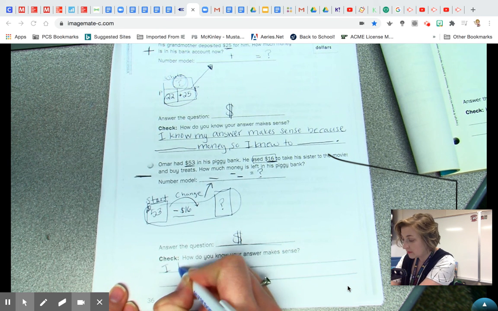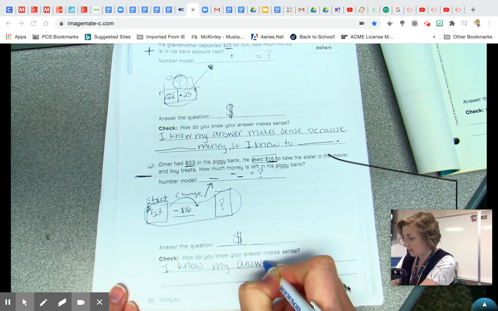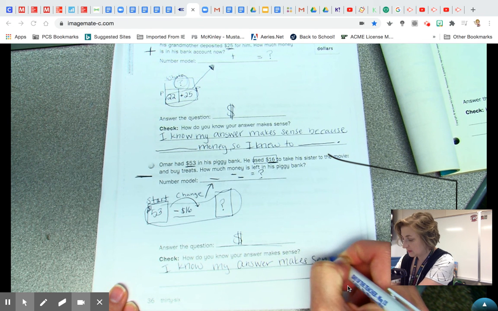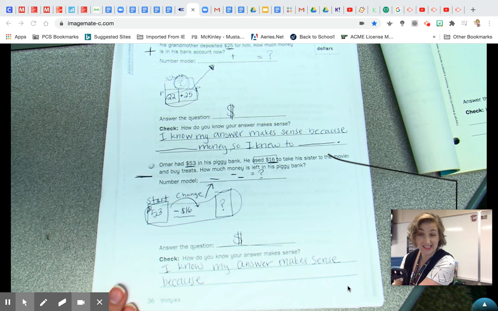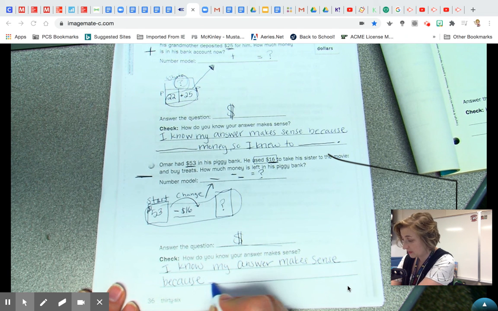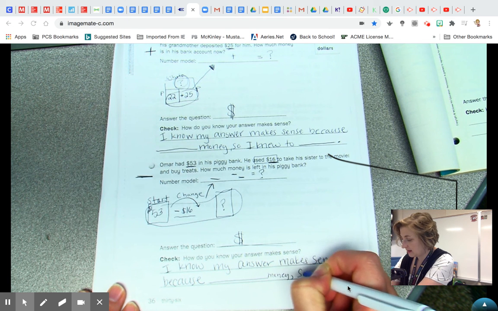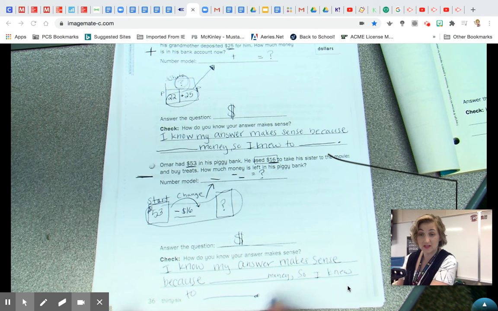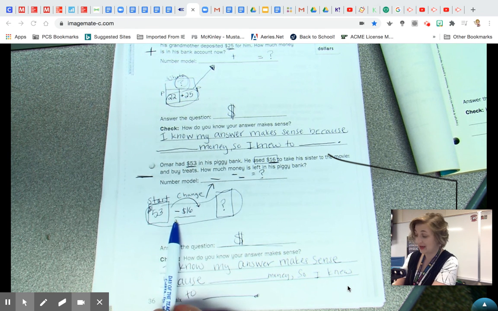I know my answer makes sense because what did he do? Did he spend money? So you have to tell me what he did with his money. Okay, so I knew to what? Add or subtract. What did we do? Okay, did he spend money or get money? And then what did you know to do? Did we add or subtract?